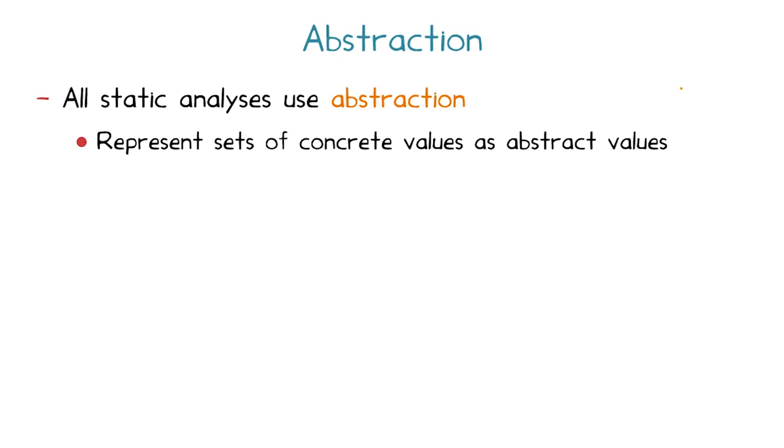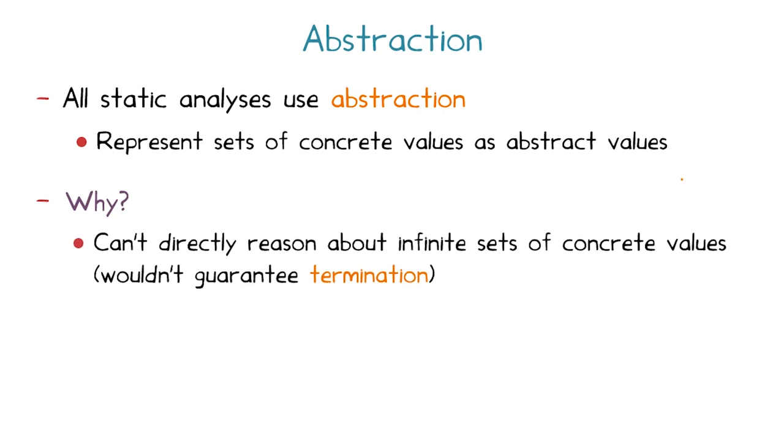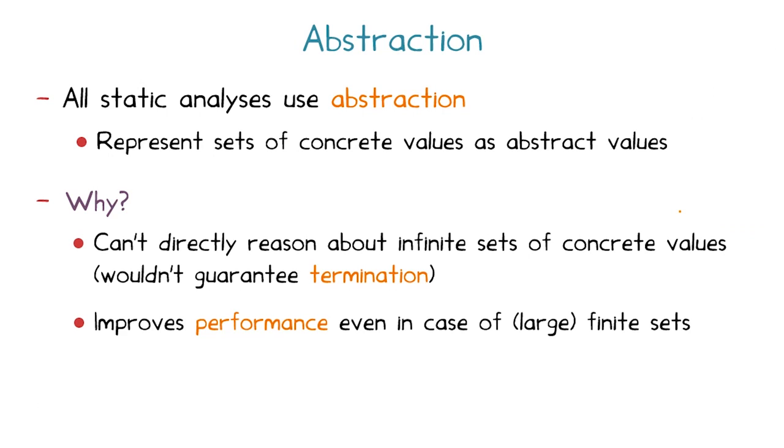Abstractions are an integral part of all forms of static analysis. Recall that in data flow analysis, we abstract the control flow of programs, and in pointer analysis, we additionally abstract the heap by lumping together objects allocated at the same allocation statement in the program. Why do we do this? The reason for abstracting program properties goes back to the undecidability of static analysis. We cannot reason directly about the infinite set of all possible concrete values. If we tried to, we have no guarantee that our analysis would terminate. Additionally, even for finite sets of concrete values, abstraction allows us to improve the performance of our analysis.